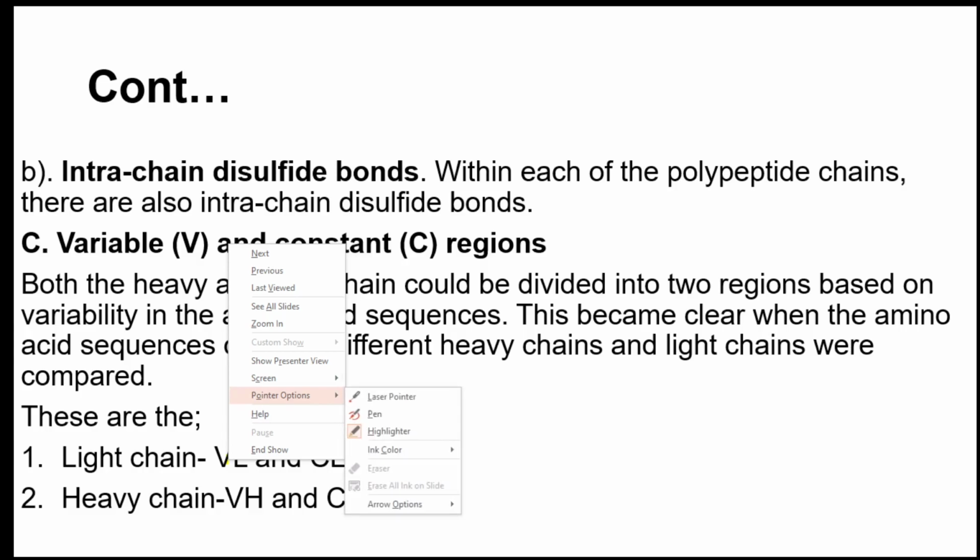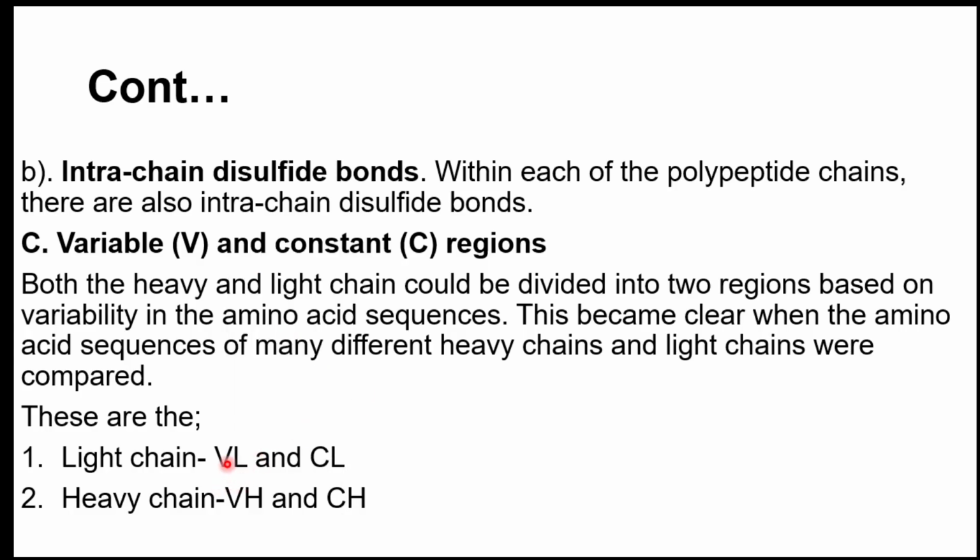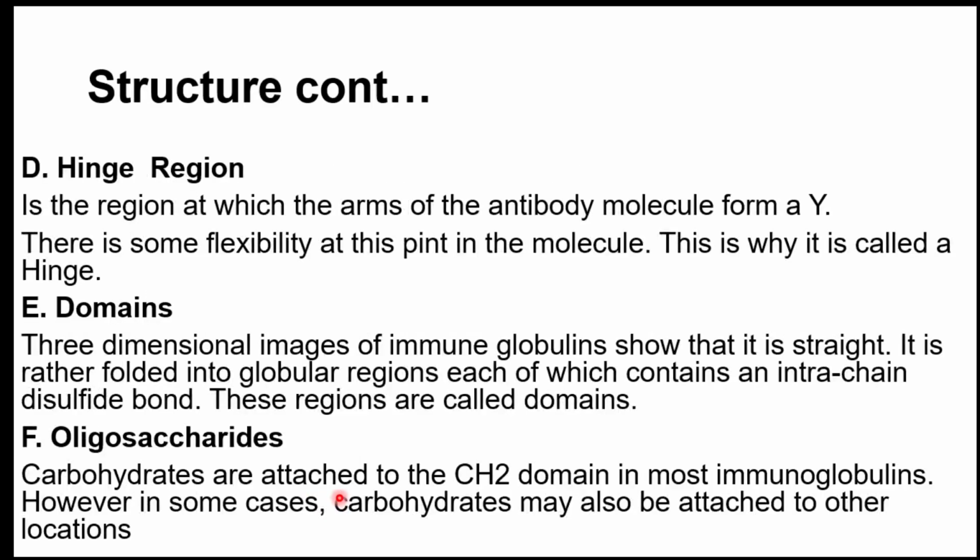Let me change the pointer. There's a pointer. So we have here the variable light, constant light. Then here we have the variable heavy and the constant heavy. So these are basically the variable and the constant regions of the different chains. If we are dealing with the light chain, we have the VL, CL, variable light chain, constant light chain, and then variable heavy chain, constant heavy chain.